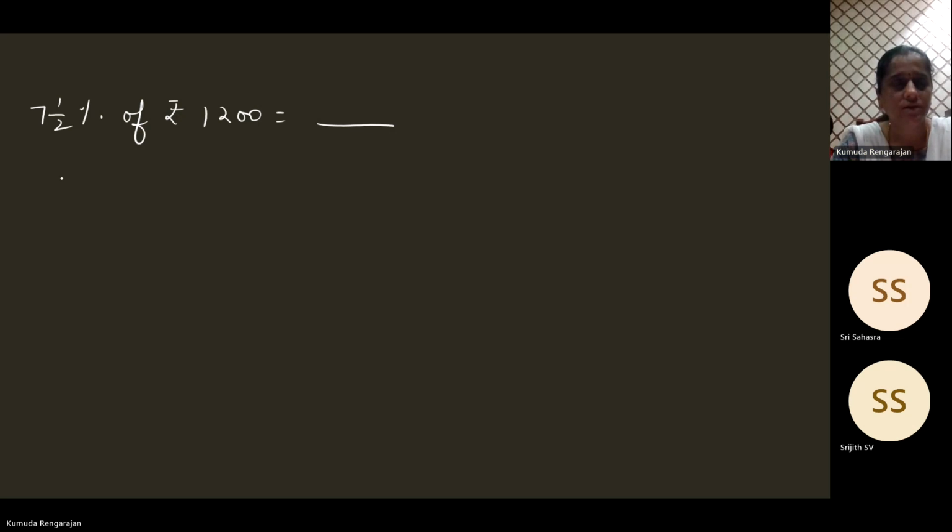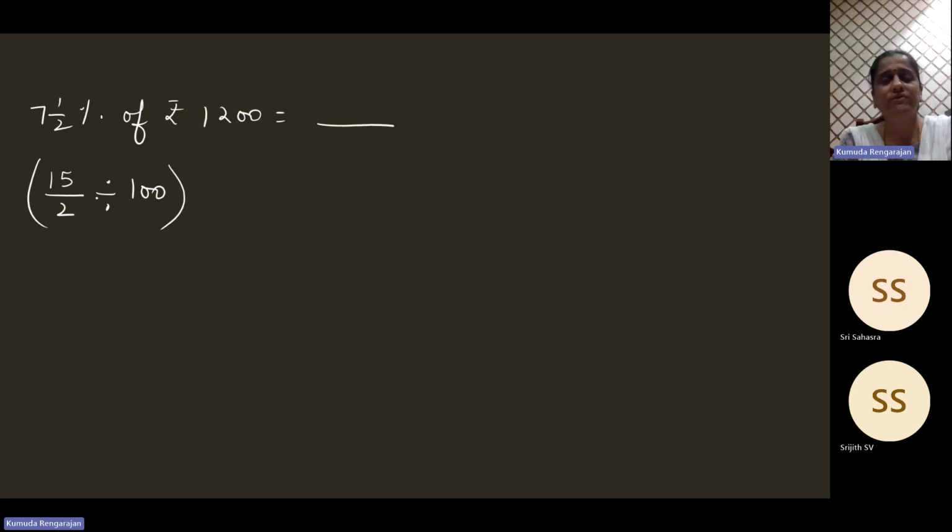Next, fill in the blanks. 7.5% of rupees 1,200 is dash. So 7.5% means 7.5 by 100. Let's first convert 7.5 to an improper fraction. That's 15 by 2. 15 by 2 percent means divided by 100. 7.5 is 15 by 2. Percent means divided by 100.